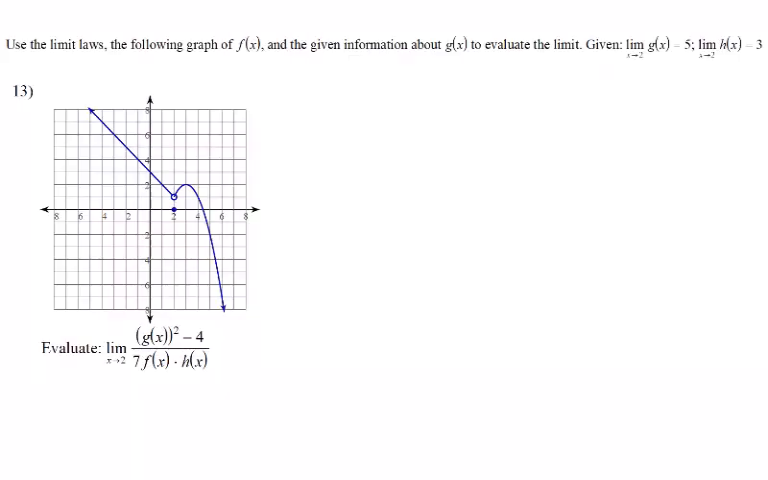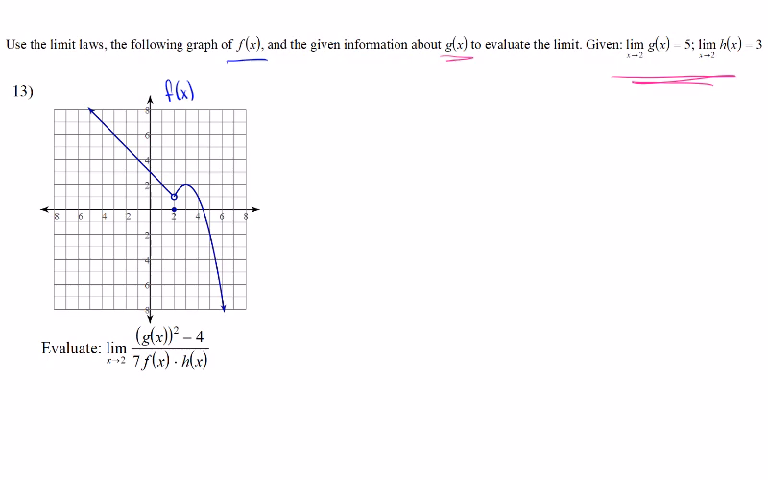All right, so this number 13 is an example that ties together a couple things that we did in limit laws. So we saw problems in limit laws where we're given a graph. In this case, this is f of x, this graph here. But they also give us some values of g of x and h of x. I forgot to put h of x there, but you can see we're given that information here as well, right? That the limit as x approaches 2 of g of x is 5, and the limit as x approaches 2 of h of x is 3.